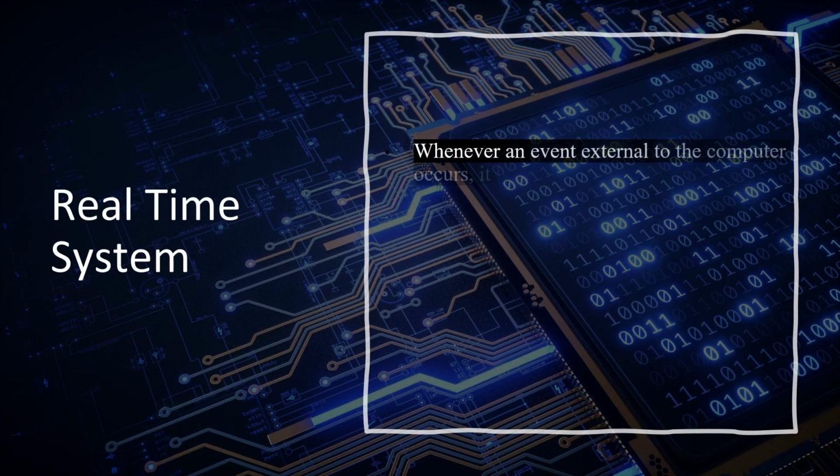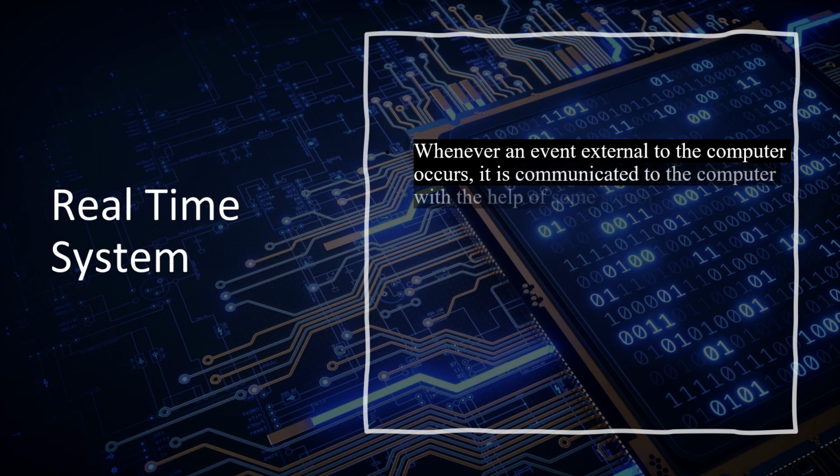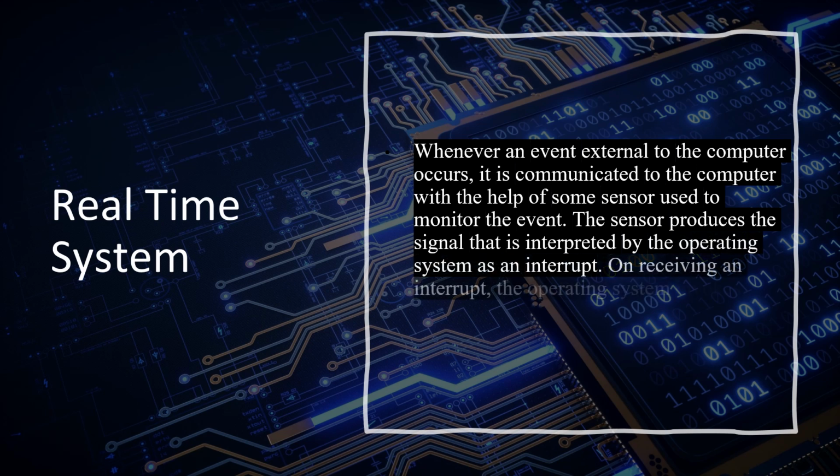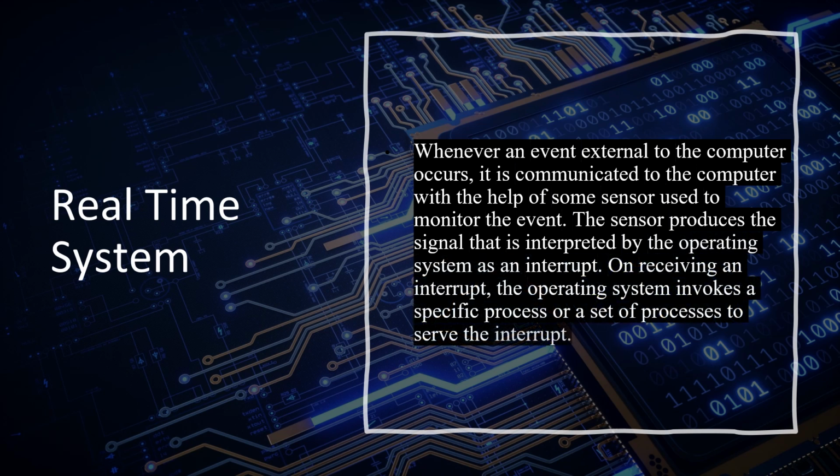Whenever an event external to the computer occurs, it is communicated to the computer with the help of some sensor used to monitor the event. The sensor produces the signal that is interpreted by the operating system as an interrupt. On receiving an interrupt, the operating system invokes a specific process or a set of processes to serve the interrupt.